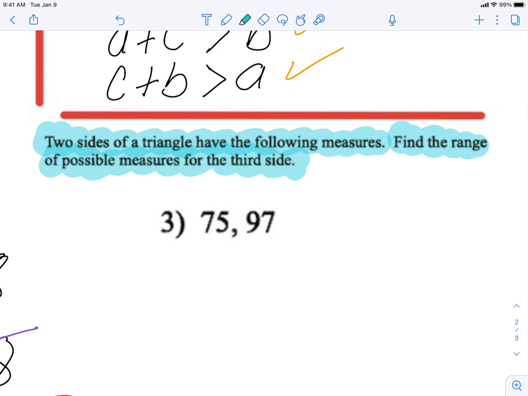So a range means sort of like what numbers would qualify, right? Like there's a range, for example, when you go to an amusement park and certain rides are only for kids from 5 to 10 years old, right? So the range, the lowest age is 5, the oldest age is 10, right? So we're going to find the range of what the third number can possibly be.